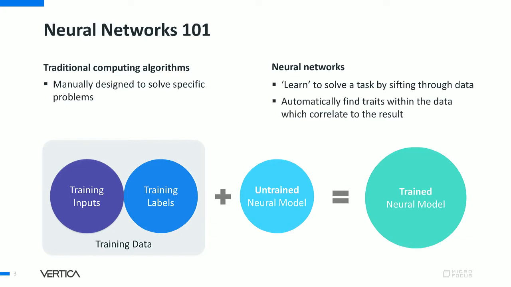So neural networks are computing systems that allow us to solve various tasks. Traditionally, computing algorithms were designed completely from the ground up by engineers like me, and we had to manually sift through the data and decide which parts are important for the task and which are not. Neural networks aim to solve this problem a little bit by sifting through the data themselves automatically and finding traits and features which correlate to the right result. So you can think of it as neural networks learning to solve a specific task by looking through the data, without having a human being sit and sift through the data themselves.